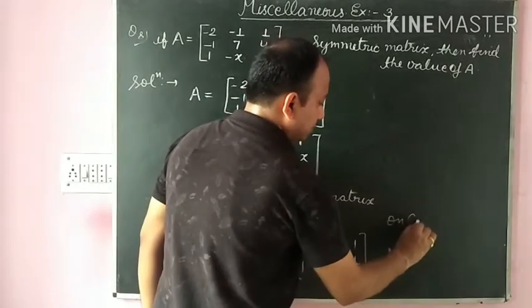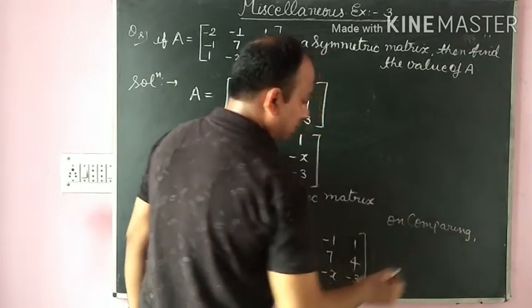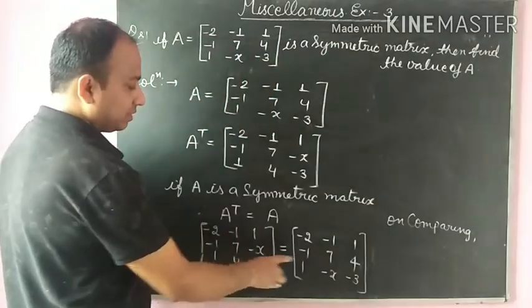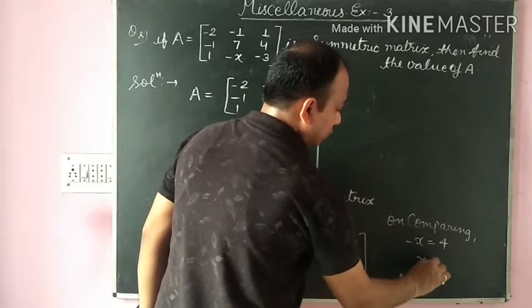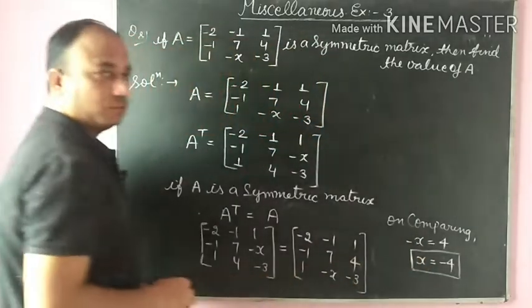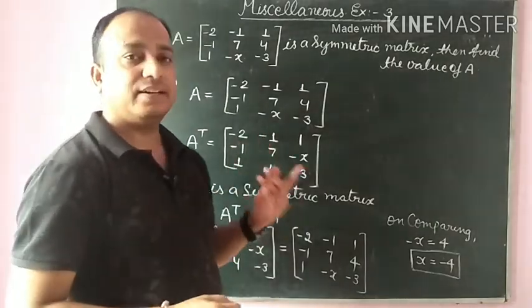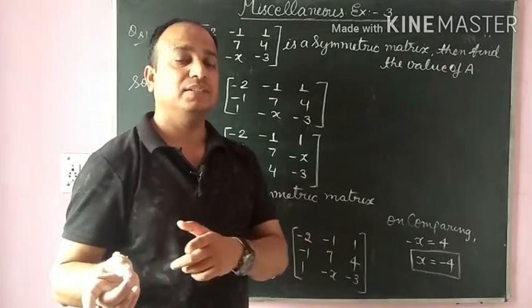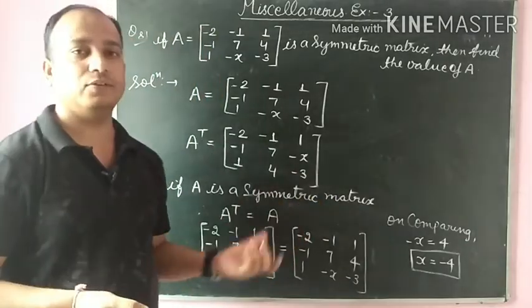On comparing any elements, we can find the value of x. Minus x equals 4, then x equals minus 4. Okay, very simple question. Matrix A is a symmetric matrix, so we first find A transpose, and A transpose is equal to A. Then we compare both matrices and find the value of x.